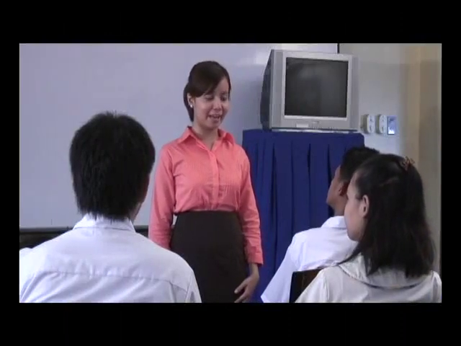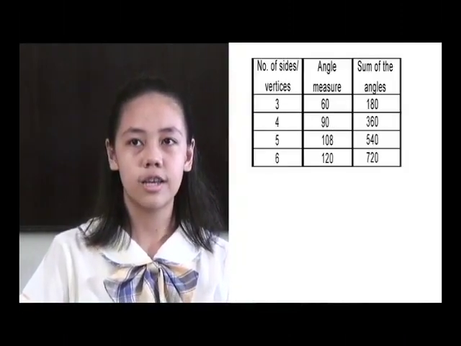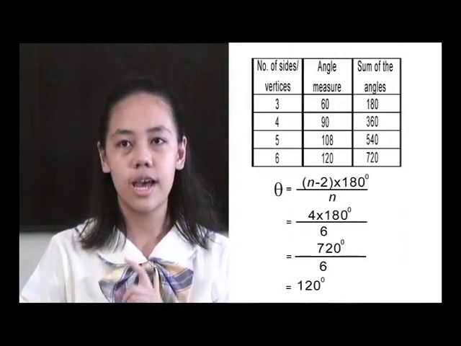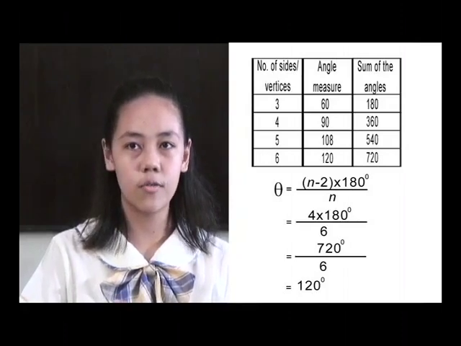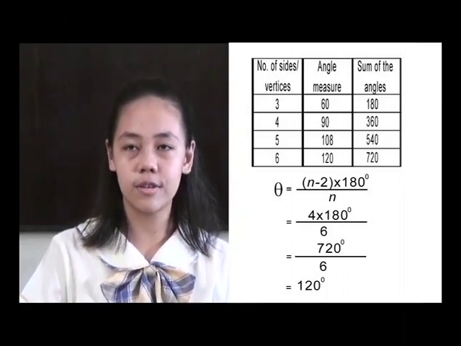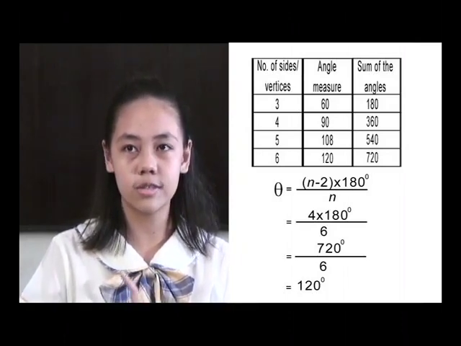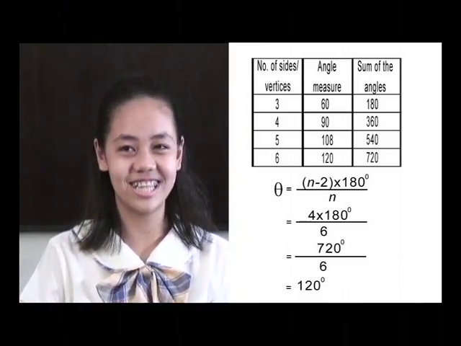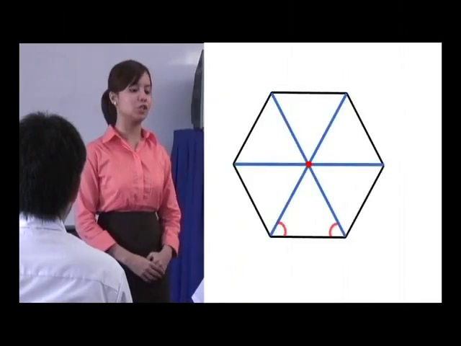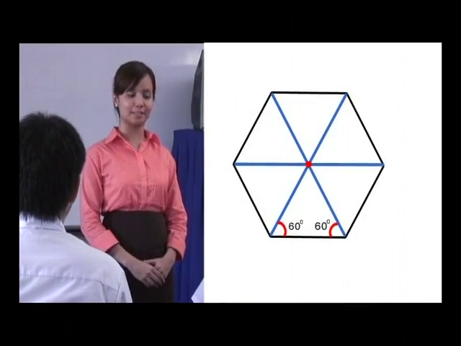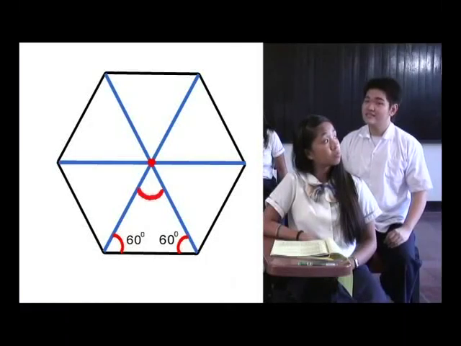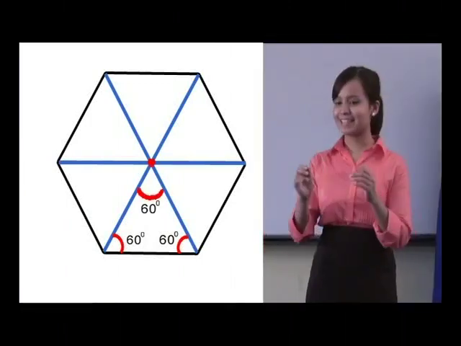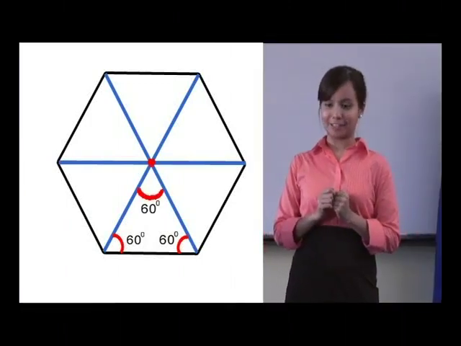Why is the hexagon special? Do you recall the measure of an interior angle of a hexagon? From the table we had earlier and also by using our formula, theta is equal to (n minus 2) times 180 degrees over n, which is equal to 4 times 180 over 6, or 720 over 6, which is equal to 120 degrees. That's right. So the base angles of each triangle would each measure 60 degrees. That makes the third angle 60 degrees as well, doesn't it? Yes, that's right. So each triangle is equilateral.